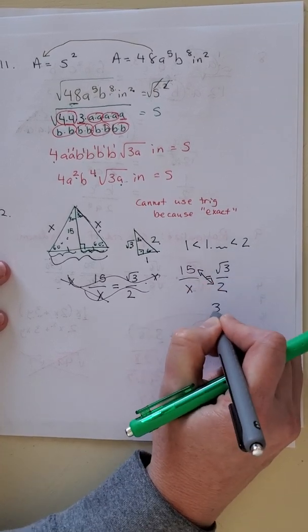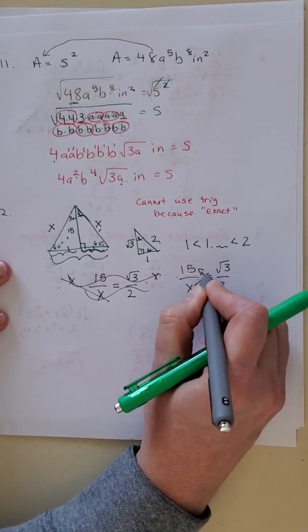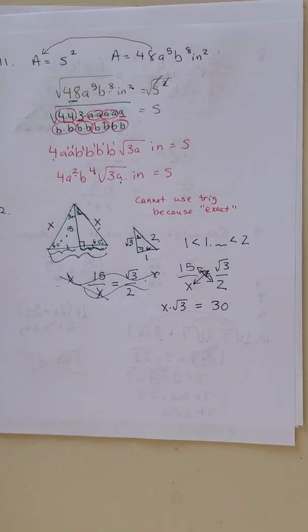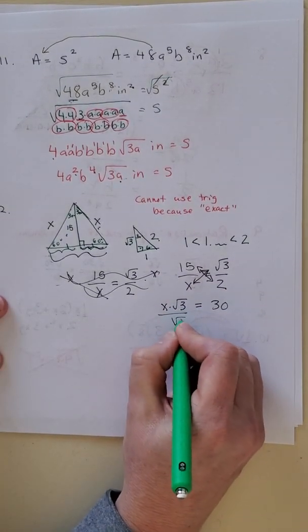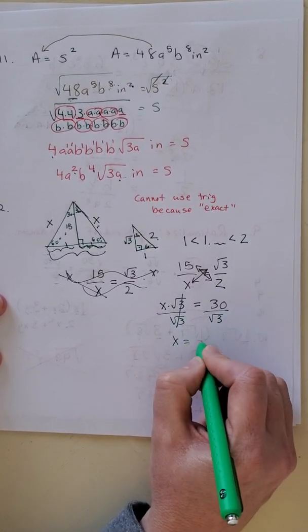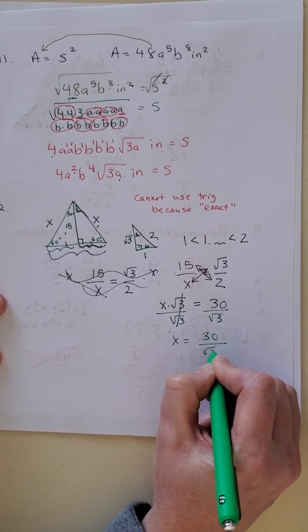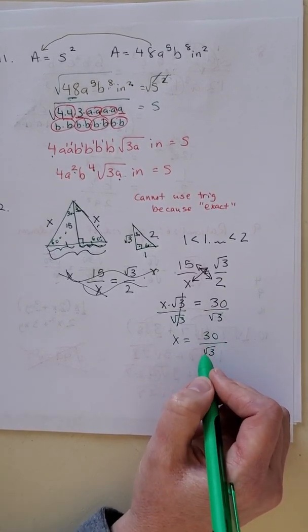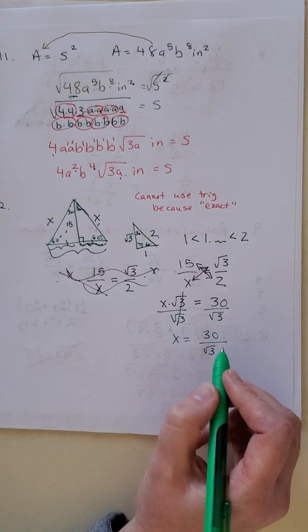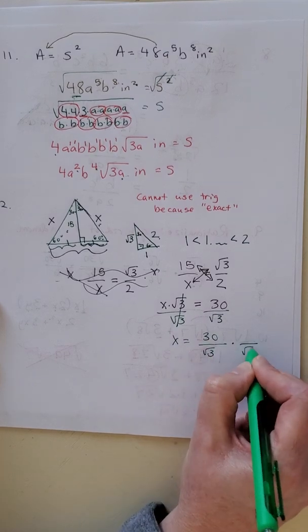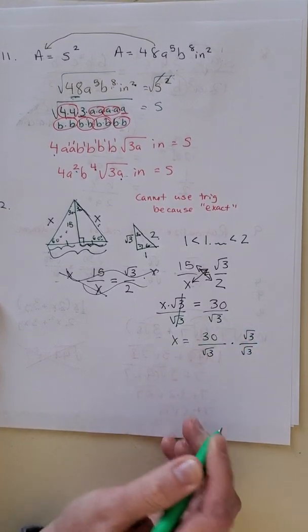15 times 2 is 30. That equals x times square root of 3. And then I would divide both sides by square root 3. I get x equals 30 divided by the square root of 3. Now I do have to rationalize. This goes back to the previous problem on the previous video, number 9. To rationalize, remember we always multiply the top and bottom by whatever's in this radical, which is a root 3.